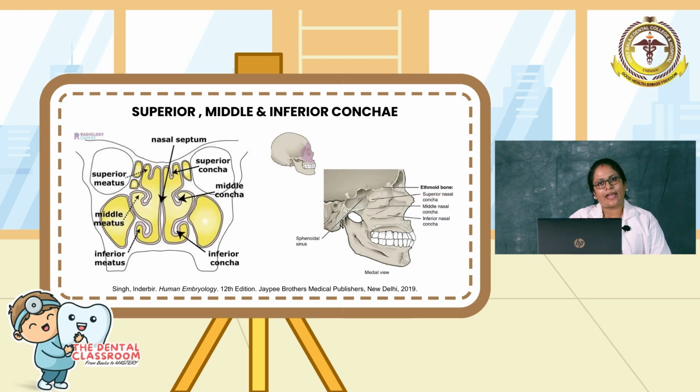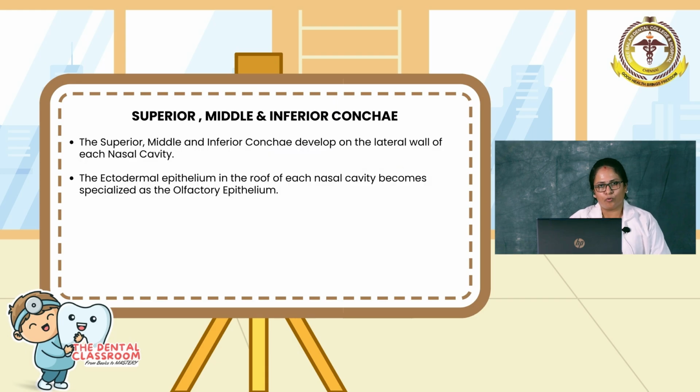Meanwhile, what happens inside the nasal cavity? On its lateral walls, there are three important structures: the superior, middle and inferior conchae. These are bony projections that help in conditioning the air that we breathe by increasing the surface area for humidifying and filtering. Also, the roof of the nasal cavity develops a specialized ectodermal epithelium. This becomes the olfactory epithelium, which is essential for sensing smell.